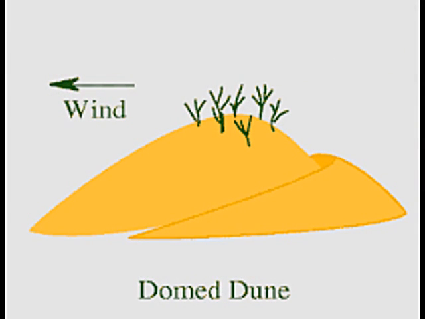Oval or circular mounds that generally lack a slip face. Dome dunes are rare and occur at the far upward margins of sand seas.